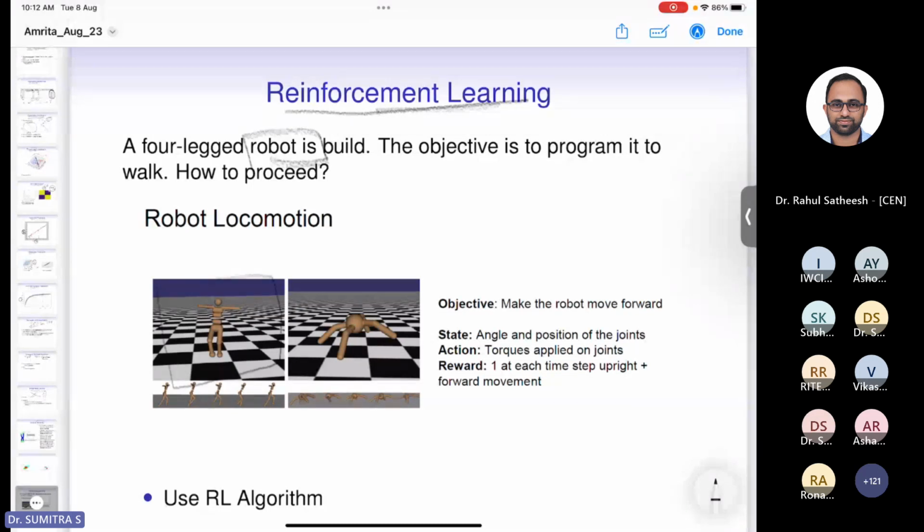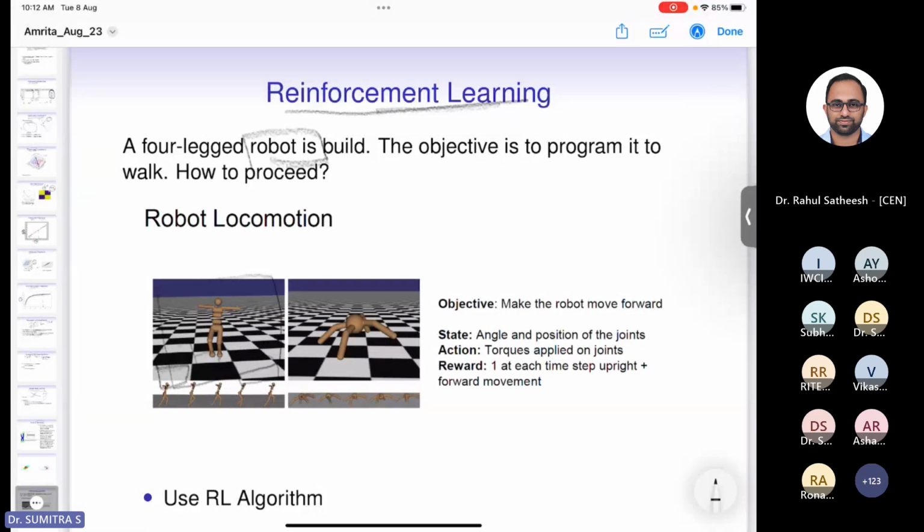Okay, so what we do is we divide that rectangular yard into different states, and in each state, there are some actions it has to take. And how do we teach it? When it takes the right action, we give some positive reward, right? So the robot will understand that its aim is to increase the rewards.